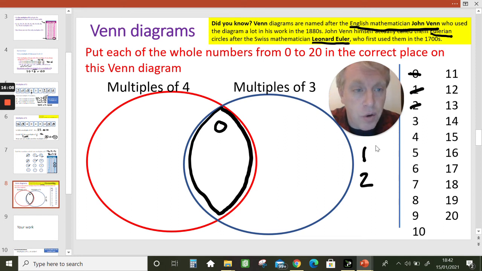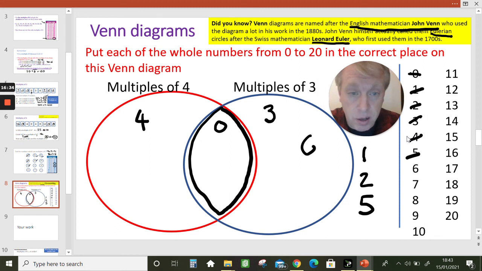What about 3? 3 is the first one on the 3 times table. It's a multiple of 3. Put it there. What about 4? 4 will go here. Okay, 5. Is 5 on the 3s? No. Is it on the 4s? No. Okay, so putting it here. 5. 6. 6 is on the 3 times table. Not on the 4 times table. What about 7? No. Do you see how it works?